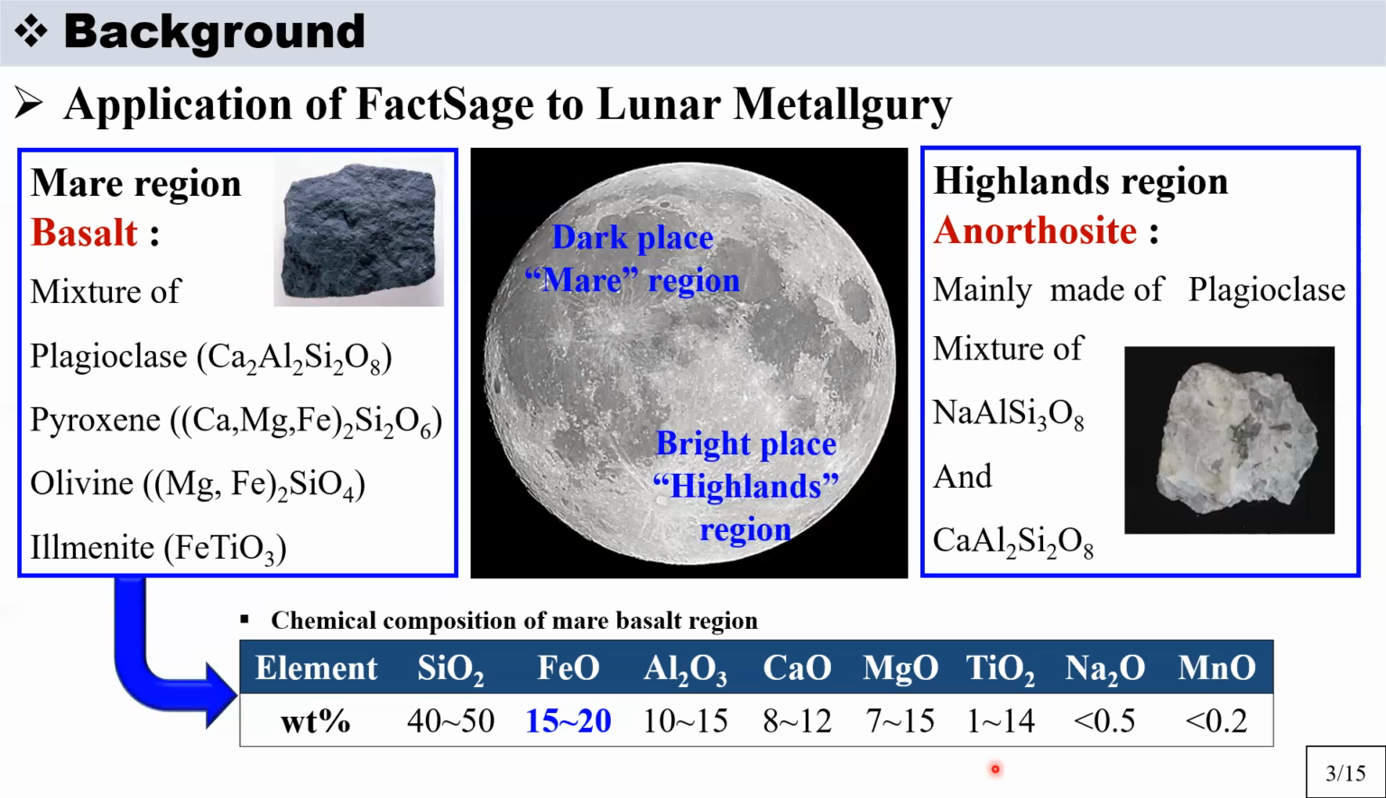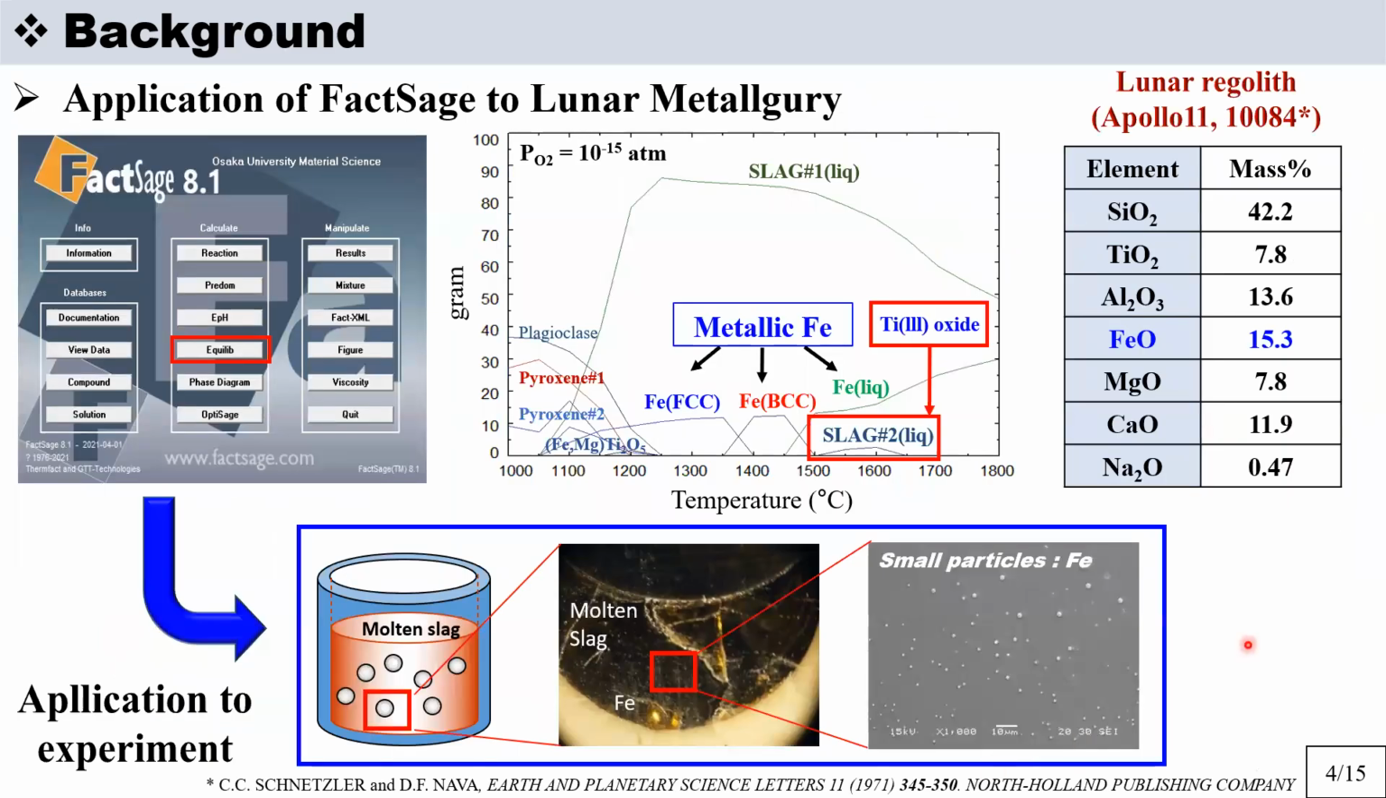So it's necessary to know the equilibrium behavior of mare basalt at high temperature and low oxygen partial pressure. However, mare basalt is a multi-component complex compound. Therefore, FactSage calculation was applied to investigate the equilibrium behavior of mare basalt at high temperature. We applied the FactSage calculation to our experiment for lunar metallurgy.